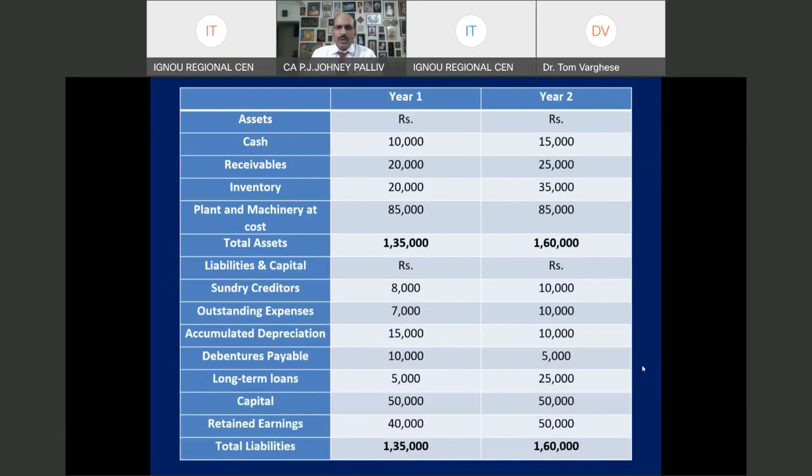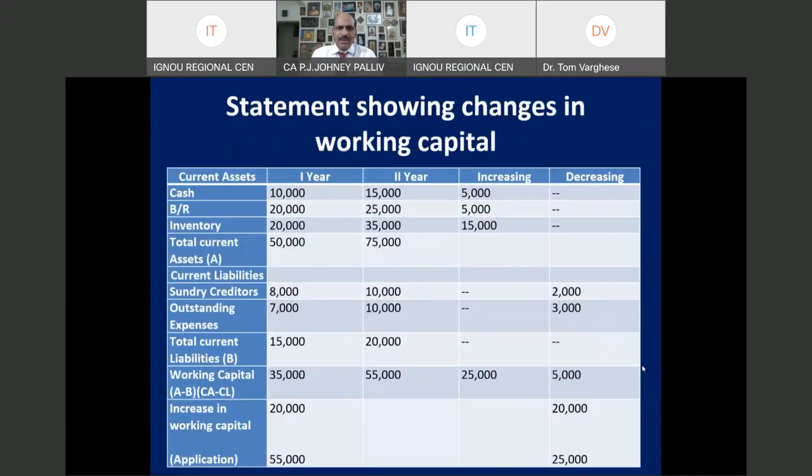Year 2, cash 15,000, receivables 25,000, inventory 35,000. Let us see the statement of changes in working capital. Year 2, 15,000, 25,000, 35,000. So the total is 75,000. I hope it is clear to you.